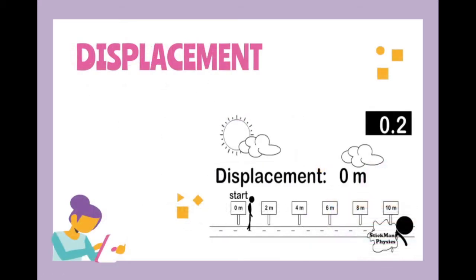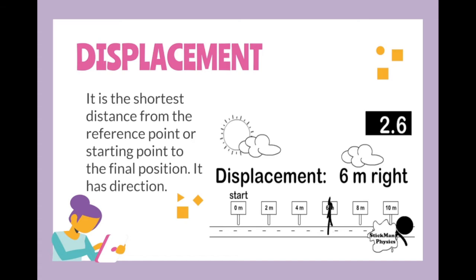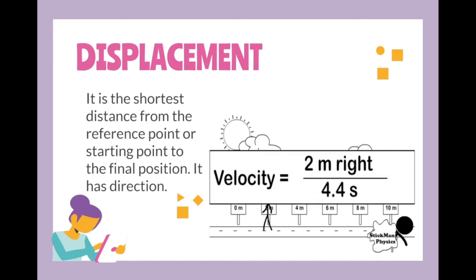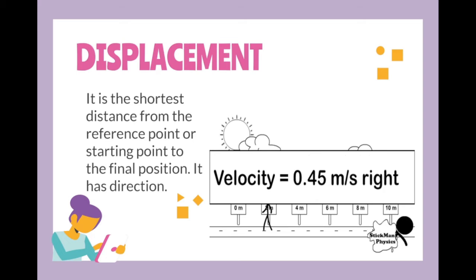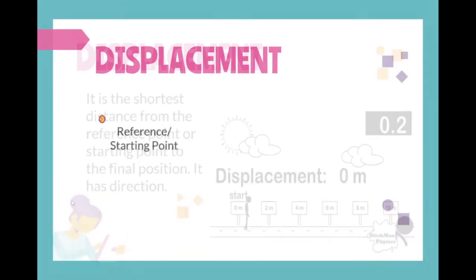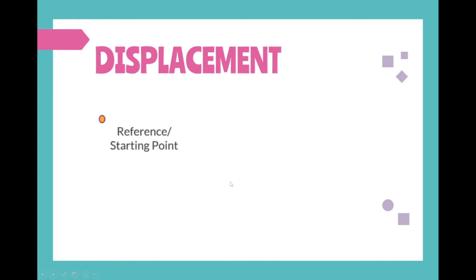We will have 25 meters plus 10 meters plus 25 meters, and the total distance will be 60 meters. On the other hand, displacement is the shortest distance from the reference point or starting point to the final position. It has direction. To visualize the displacement, marking a reference point is necessary.